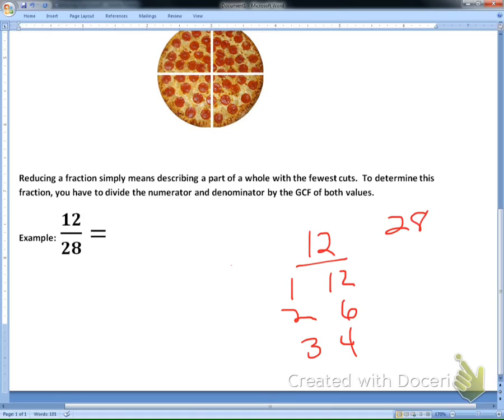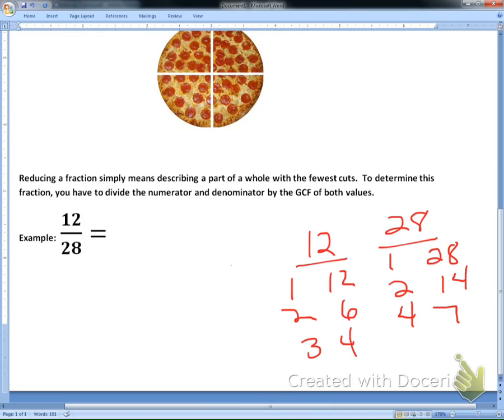The factor pairs of 28 are, of course, 1 and 28, 2 and 14, 3 doesn't go into 28, 4 does, 4 and 7, and there's no other numbers between 4 and 7 that go into 28. Oh, am I missing any? Yeah, no, that's it. I keep on questioning myself if I'm missing any, but that's it.